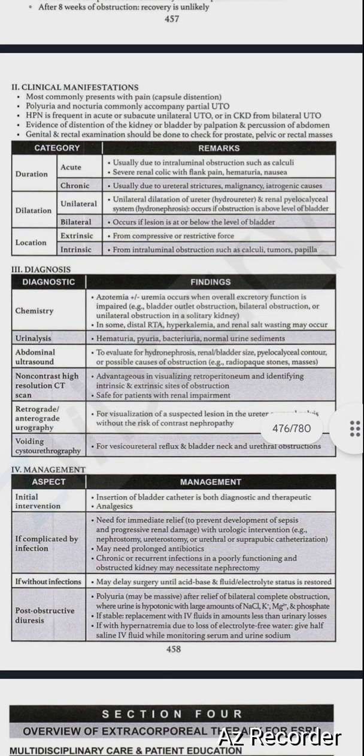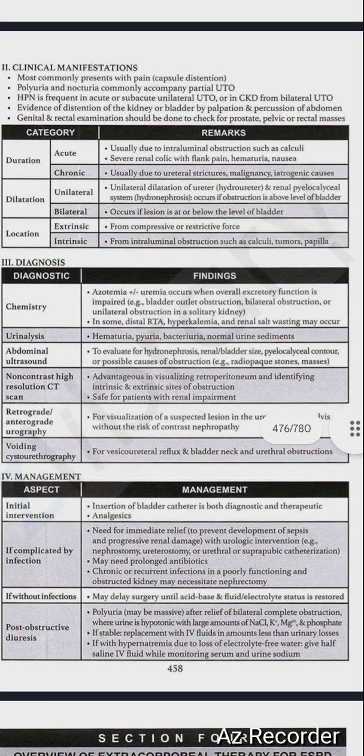For the clinical manifestation, it most commonly presents with pain, capsule distension, polyuria and nocturia, which commonly accompany partial UTO. Hypertension is frequent in acute and subacute unilateral UTO or in CKD from bilateral UTO. There may be evidence of distension of the kidney or bladder by palpation and percussion of the abdomen. Genital and rectal examination should be done to check for prostate, pelvic or rectal masses.